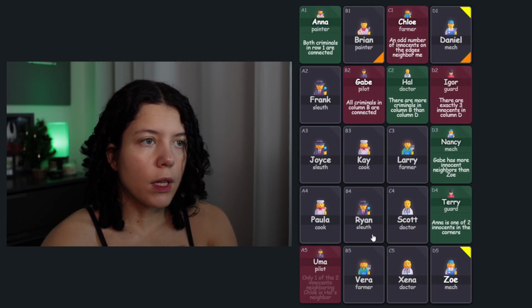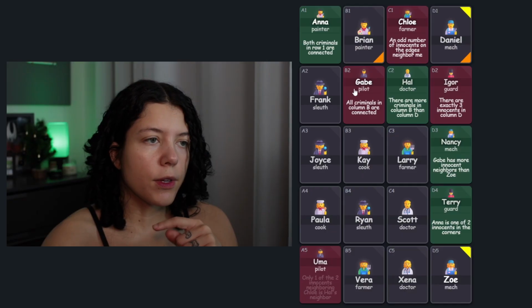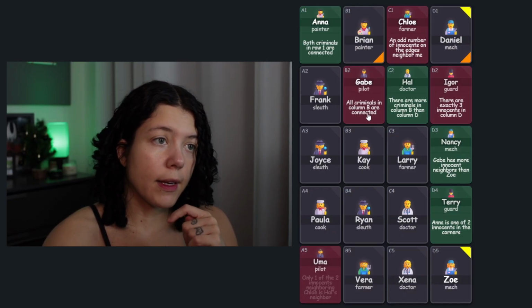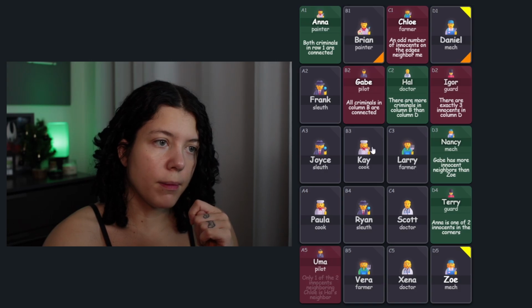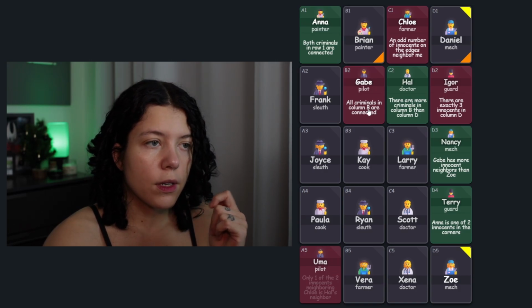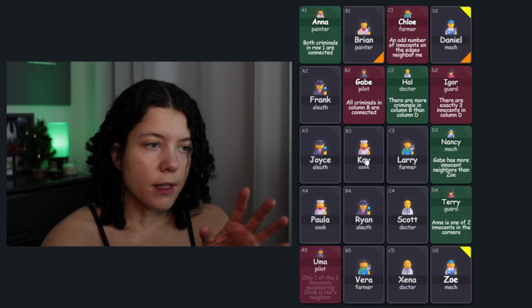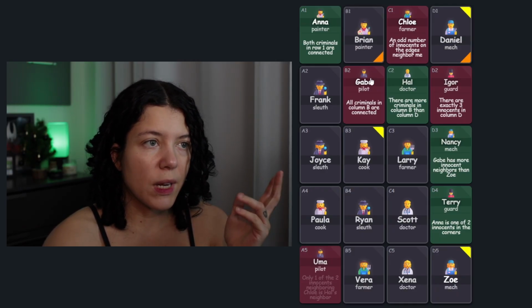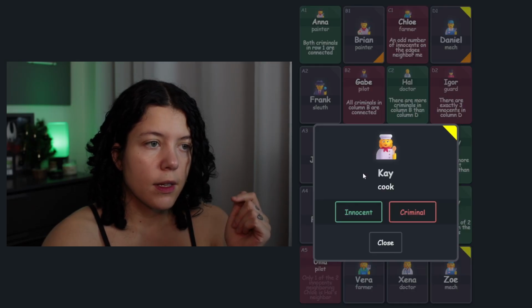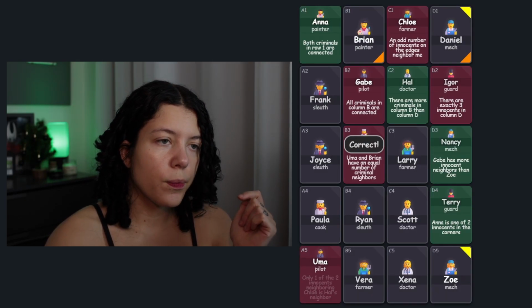But we still don't know a lot more than that. Gabe now tells us that all criminals in column B are connected. Since we know there has to be at least 3 criminals in column B, and Gabe is already a criminal in column B, K couldn't be an innocent. Because if K were to be an innocent, then there's no way for 3 criminals in column B to be connected. So K has to be a criminal as well.